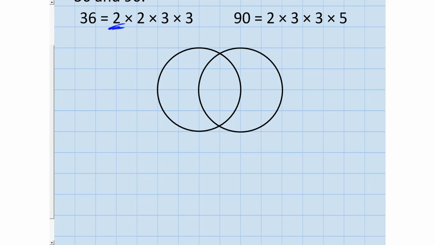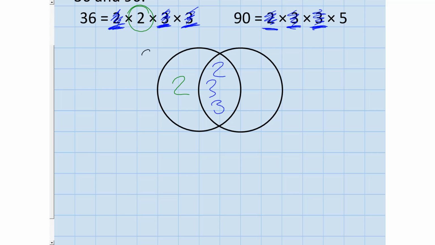So 36 has got a 2, and 90's got a 2, so we can get rid of one of them. Now we look at 36, that's got a 3, and 90's got a 3, so we can put a 3 in. But we look again, 36 has got a 3 and 90's got another 3, so we can put two 3s in this overlap. And what's left, the 36 needs another 2, so we'll put that in the non-overlapping bit.